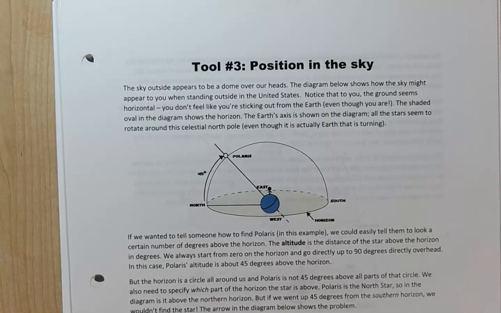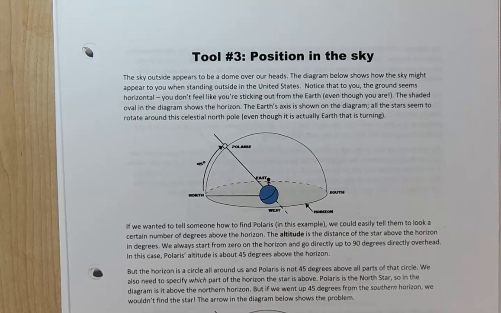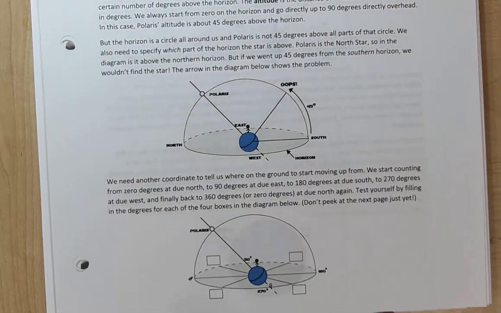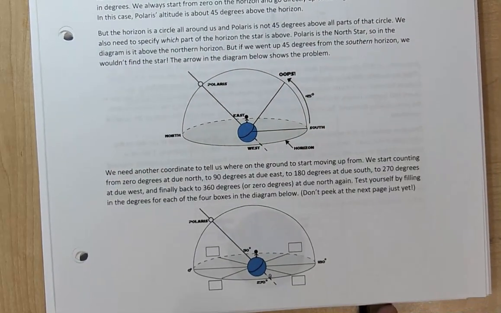Hey everyone. Okay, well, you finished Tool 3 in the book, right? So let's go over plotting the positions of objects in the sky, specifically in altitude and azimuth.